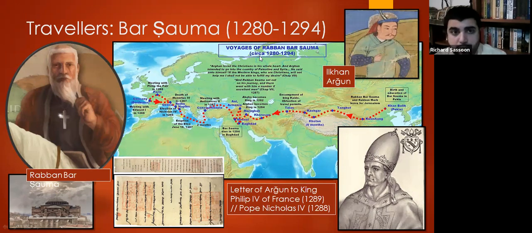One of the interesting things is that we have correspondence between Rabban Barsauma, Arghun, and the various kings of Europe. For example, we have this letter that was presented to Philip IV of France to try and create an alliance. It still has the Mongolian seals, which are built in the Chinese style of making authoritative seals, and the Mongolic writing, which goes from top to bottom and is based on the Syriac script.